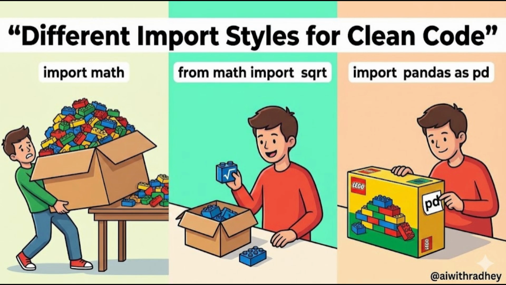Ways to import: import, from, as. To use these tools, we bring them into our file using import statements. If we want the whole module, we say import math. If we only need one function, we say from math import sqrt. And if a module has a long name, we can shorten it with an alias like import datetime as dt. These options help keep our code clean and readable.